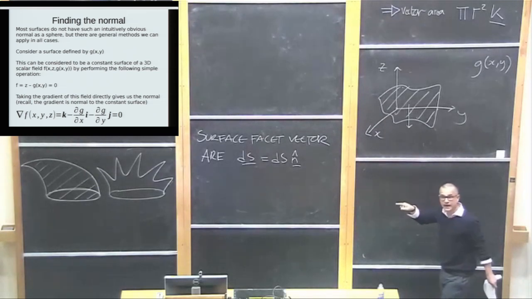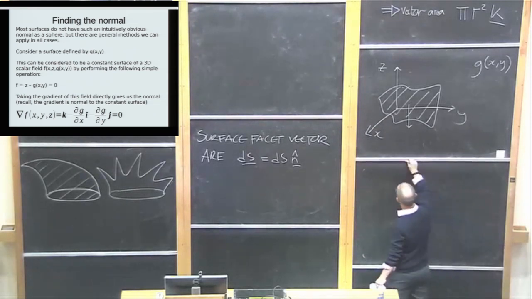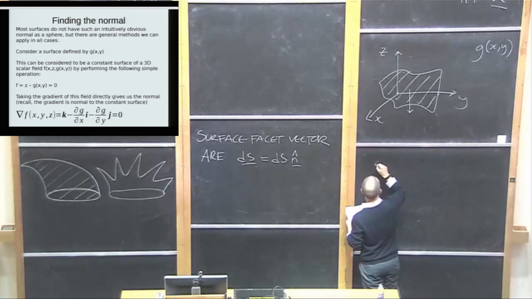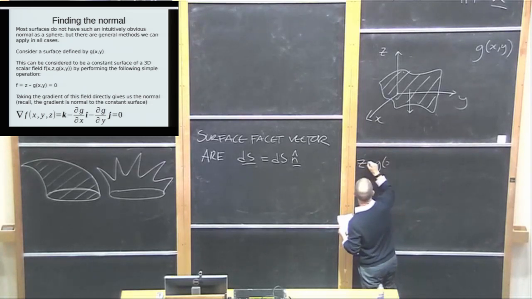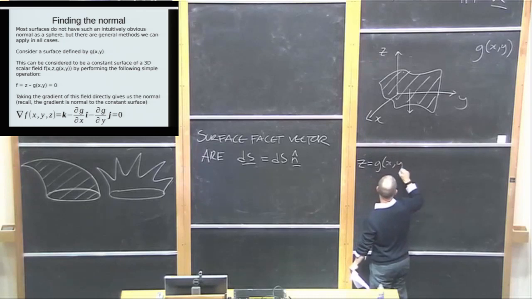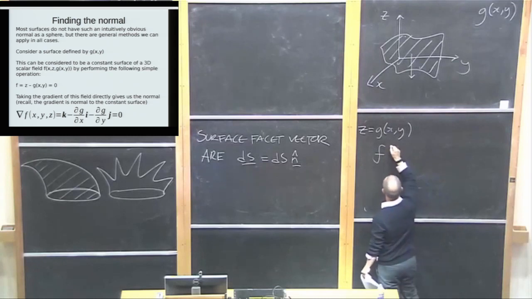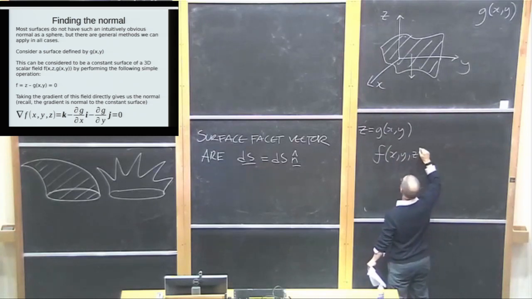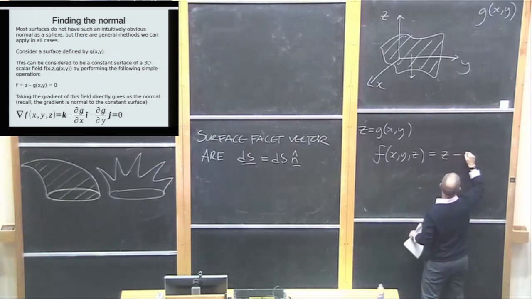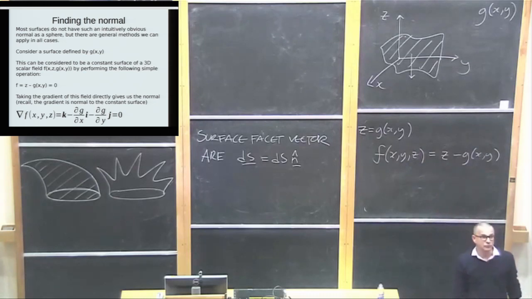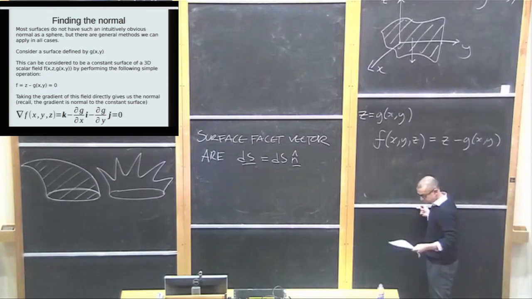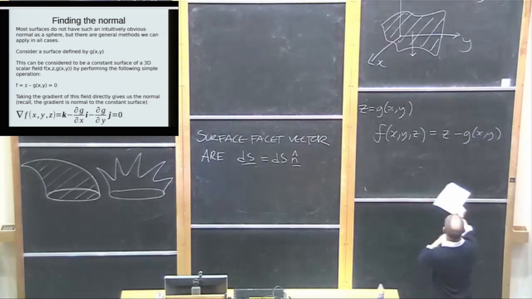So this surface is actually a constant surface of a 3D scalar field. What we're saying is our surface is z equals g of x and y, that's an equipotential or a constant surface of a three-dimensional scalar field, which is given by f equals z minus g of x and y, which you can see is 0. So this is just an equipotential of our 3D scalar field. You'll recall that we discussed this previously when we were discussing the gradient and had some figures.